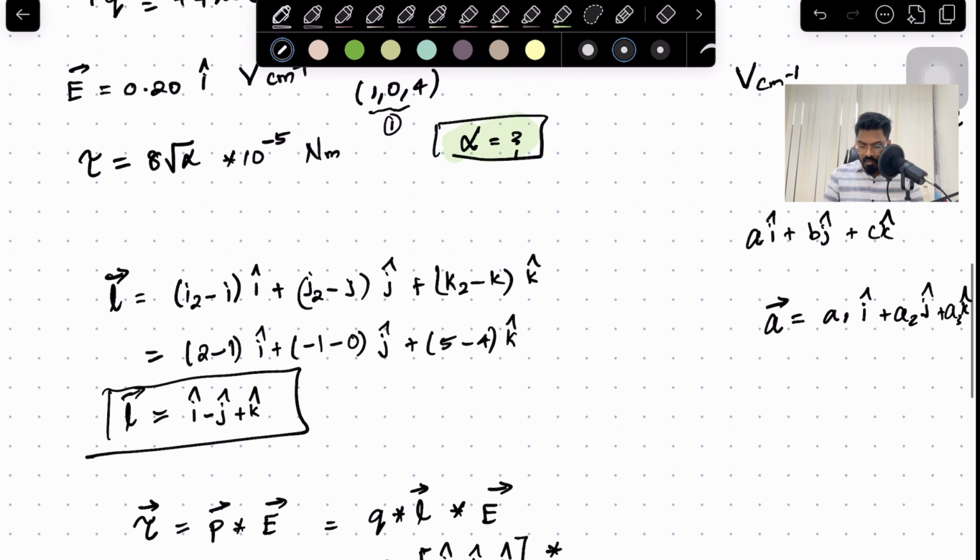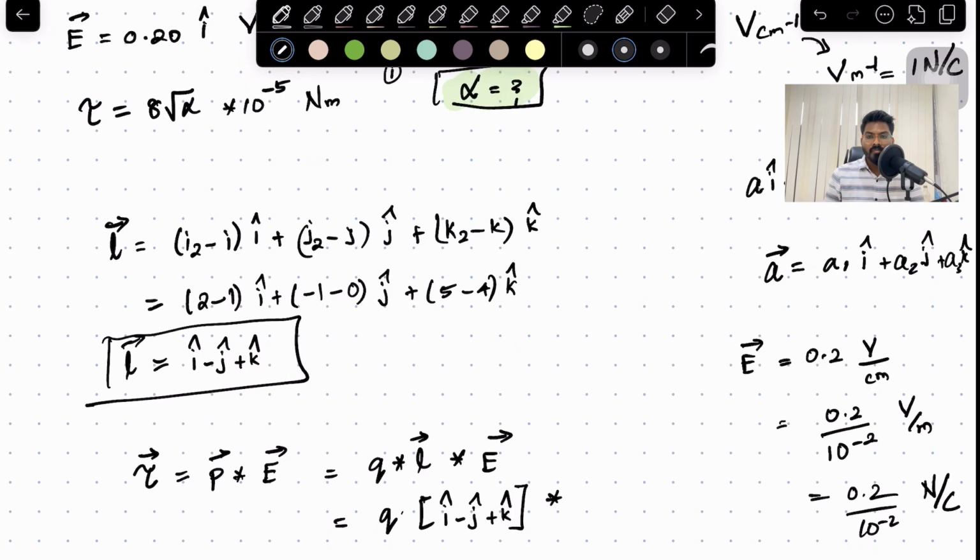We know that E vector is given as 0.2 volt per centimeter. That is 0.2 by 10 to the power minus 2 volt per meter, or 0.2 by 10 to the power minus 2 Newton per coulomb. So if I substitute the value, you get 0.2 by 10 to the power minus 2, and then there is also a vector along with this. So this vector is represented I cap. So I also have I cap in this.